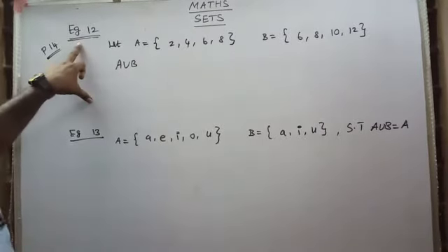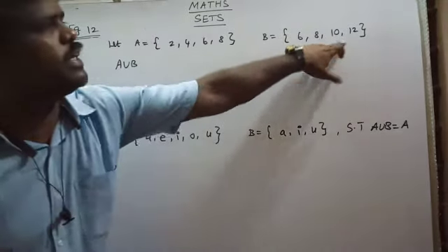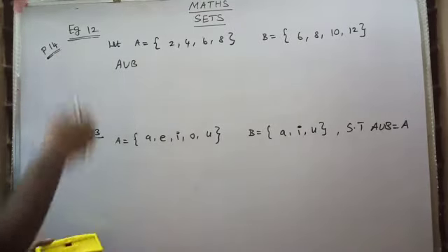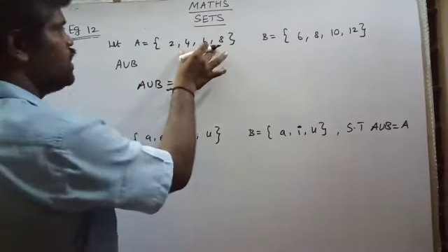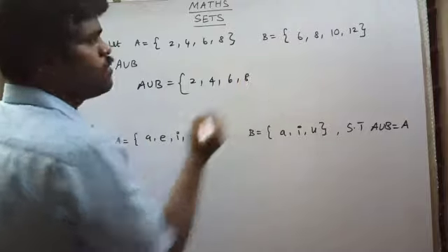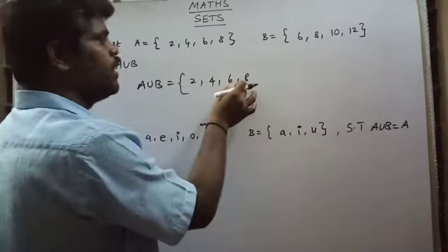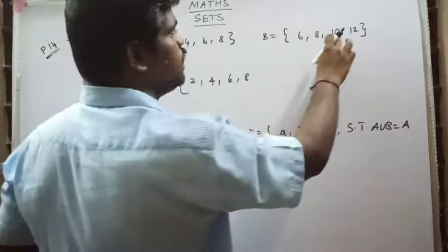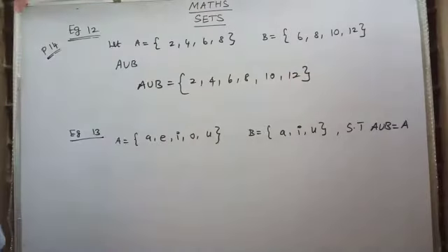The next is example 12, page number 14. Let A is equal to {2, 4, 6, 8} and B is equal to {6, 8, 10, 12}. What is A union B? What are the elements in A? 2, 4, 6, 8. And in B? 6, 8, 10, 12. But 6 and 8 we already wrote, and 10, 12 is remaining. So this is A union B.